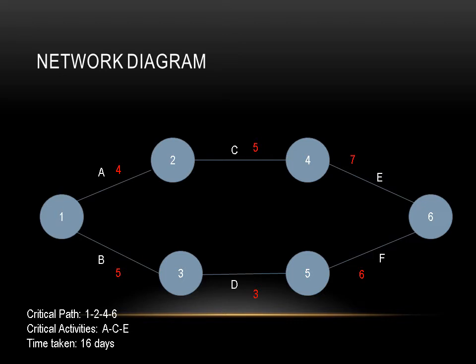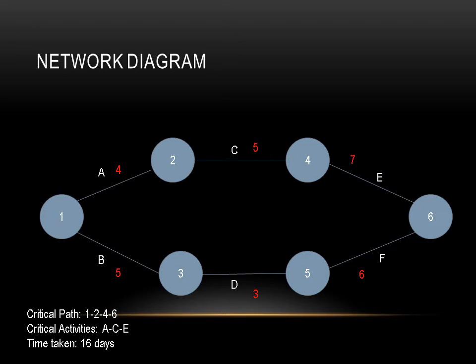Then we will see the path 1, 3, 5 and 6. From 1 to 3, event 3 would be completed in 0 plus 5, 5 days. Even event 5 would be completed in 5 plus 3 is equal to 8 days.